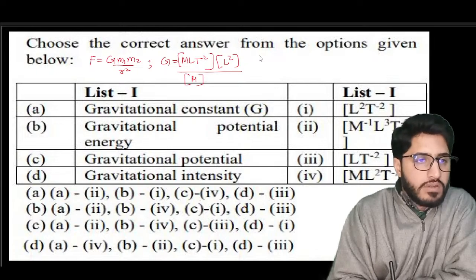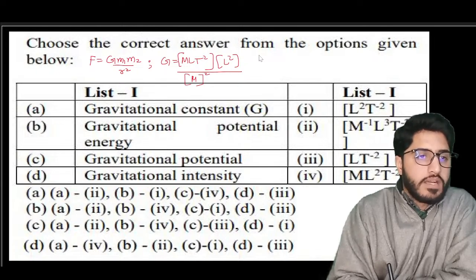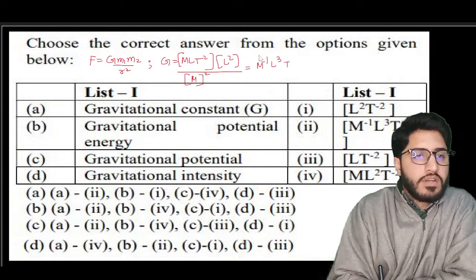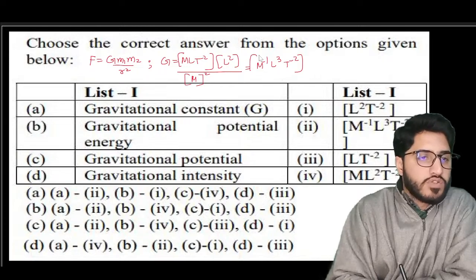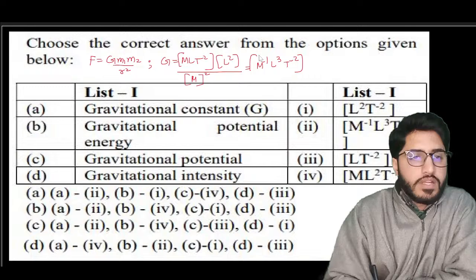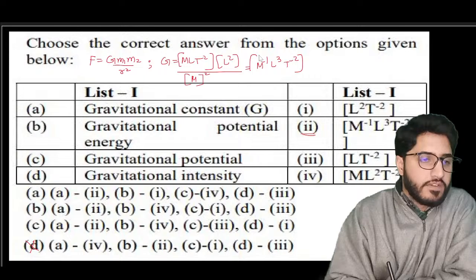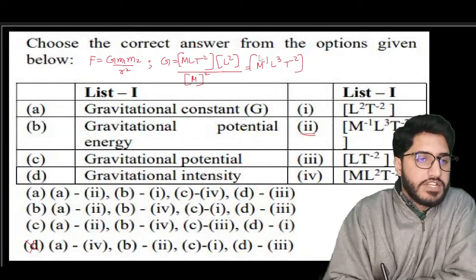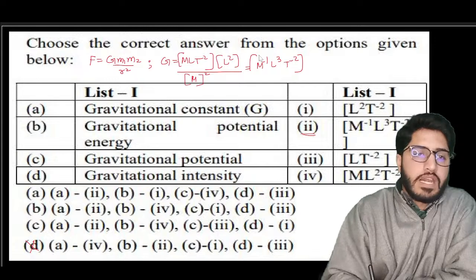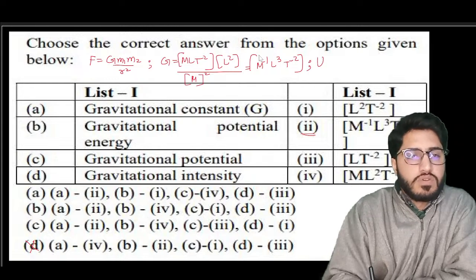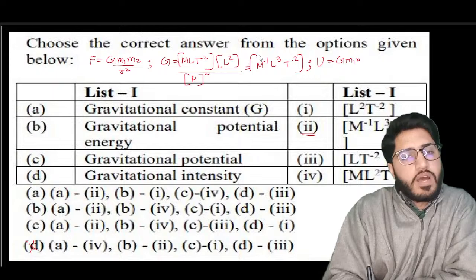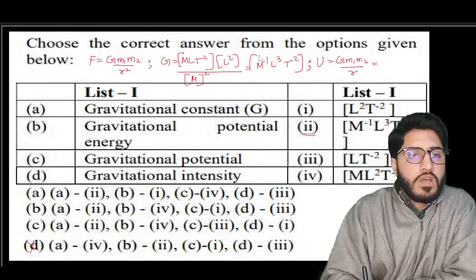So we have now, look, so I can write m minus 1, L3, T minus 2. First option is m minus 1 L2. It's 2, right? So that means this one is wrong now. We have to find now B. B, it is gravitational potential energy. Gravitational potential energy, it is U, and it is G m1 m2 by r. What is G? So G is m minus 1 L3 T minus 2.